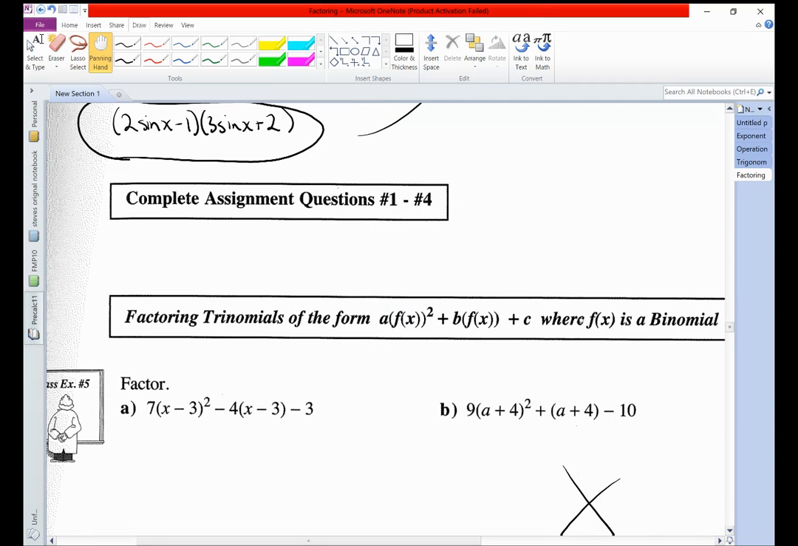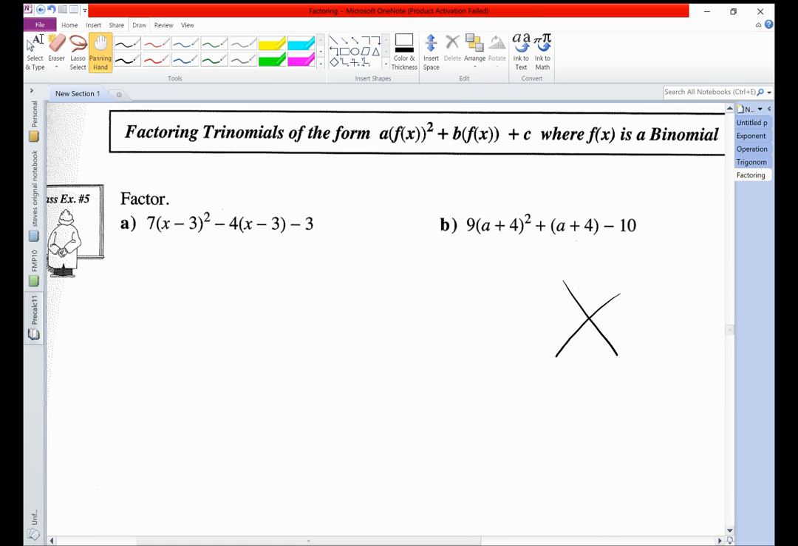Okay, we're going to try looking at what happens if x is a binomial. This is why this substitution method is so awesome, because you can see that we have 7 multiplied by x minus 3 squared minus 4 multiplied by x minus 3 minus 3. So what you can do is say, well, let's let capital A equal x minus 3. So now this becomes 7a squared minus 4a minus 3.